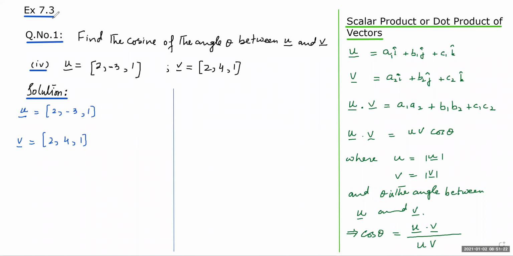Bismillahirrahmanirrahim. Exercise 7.3, and it is about scalar product or dot product of vectors. Let's revise what is scalar product.